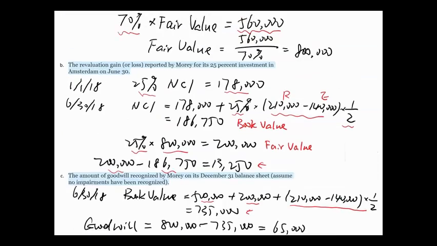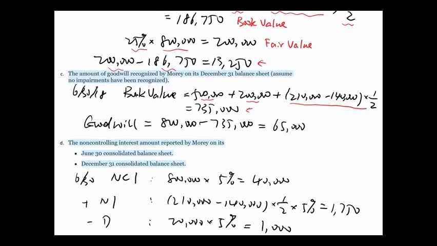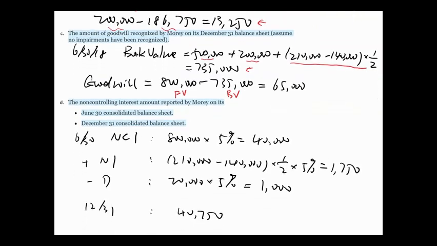And also we know that on June 30th, the fair value of Amsterdam should be included at this amount, 800,000. So this is the fair value. So we use fair value minus book value, and we'll get a positive amount, and that will be considered as goodwill. 65,000 is the goodwill.